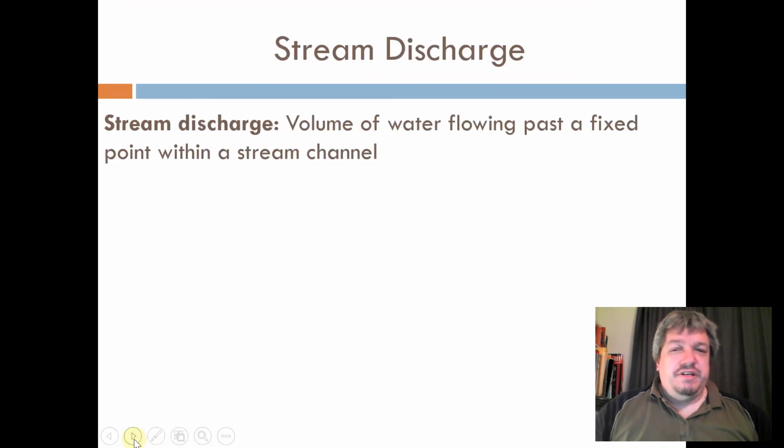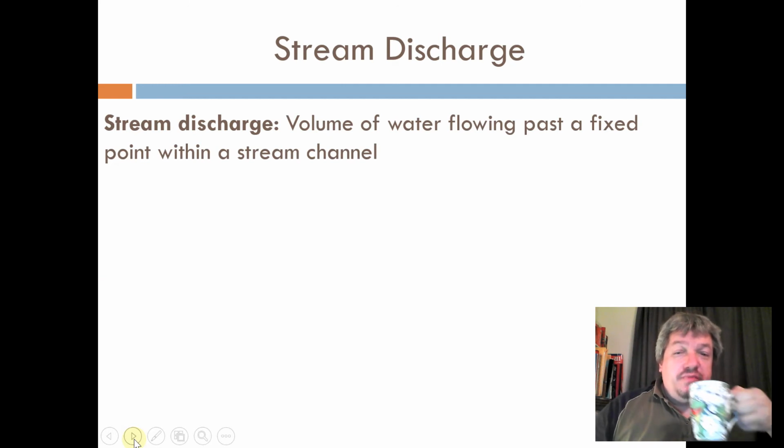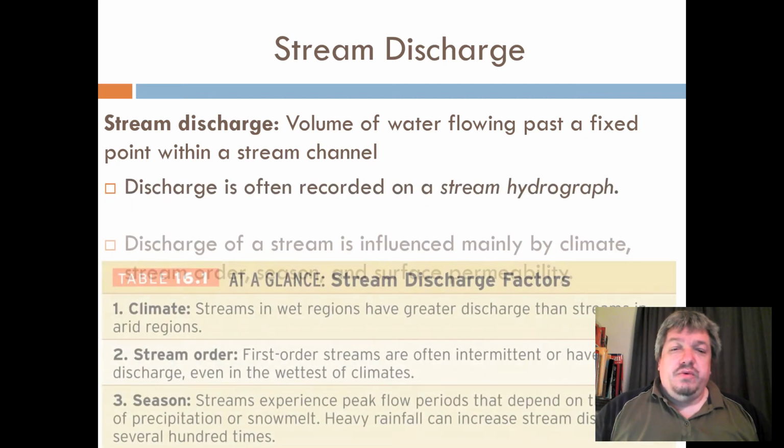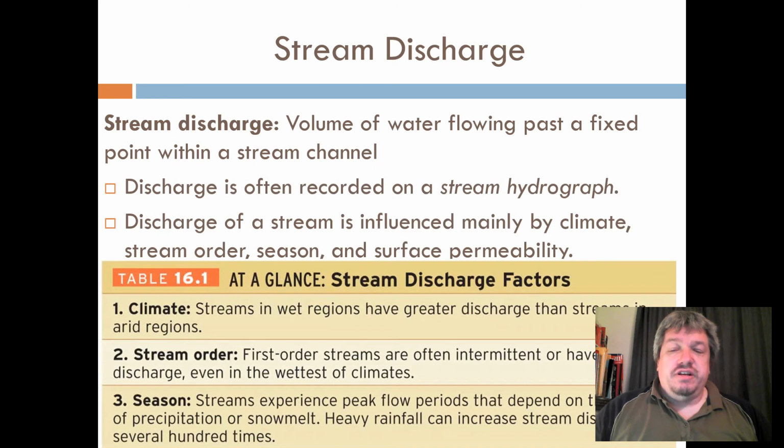Now, stream discharge is how we measure all of this movement. When we look at rivers, we say how much discharge do they have? In other words, how much water do they move? We're measuring the volume of water. So if we were to stand at the Michigan Avenue Bridge and we measured how much water was flowing past, that would be the discharge of the Chicago River at Michigan Avenue. So we have a thing that's called a hydrograph that measures it. And there are various things that affect it.